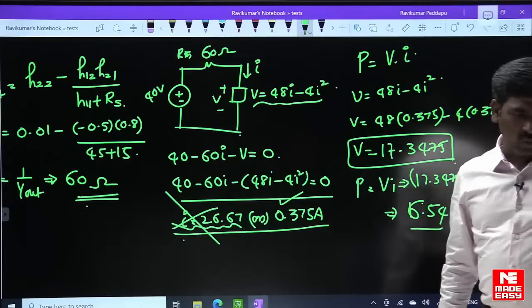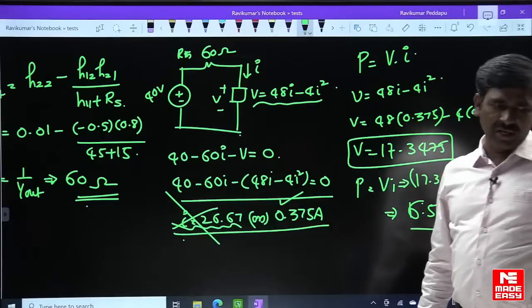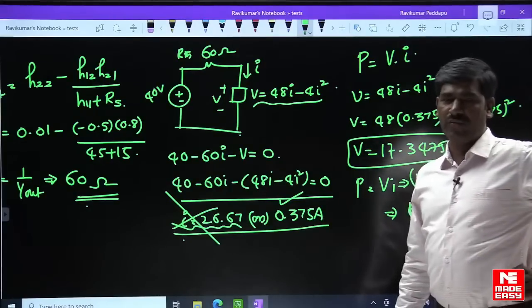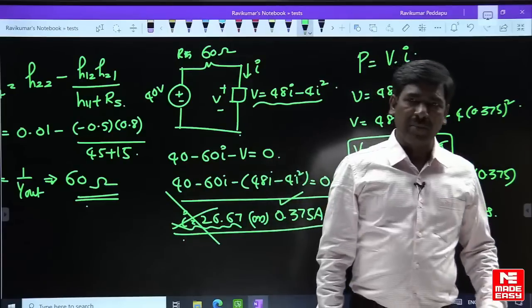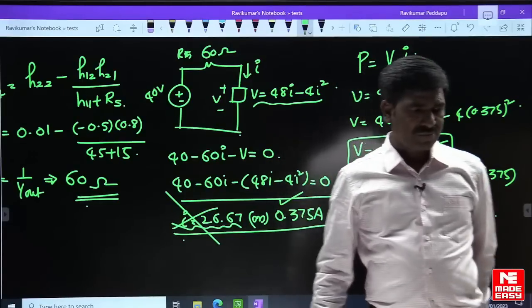Aditya Prasad Sahu asks, can we say that Z22 is RTH? No, no, no. Z22 is not RTH. Whenever it is terminated with a load, Z22 is not RTH.